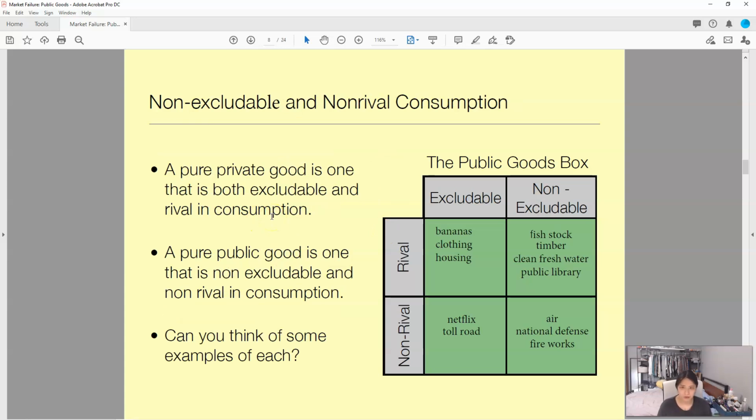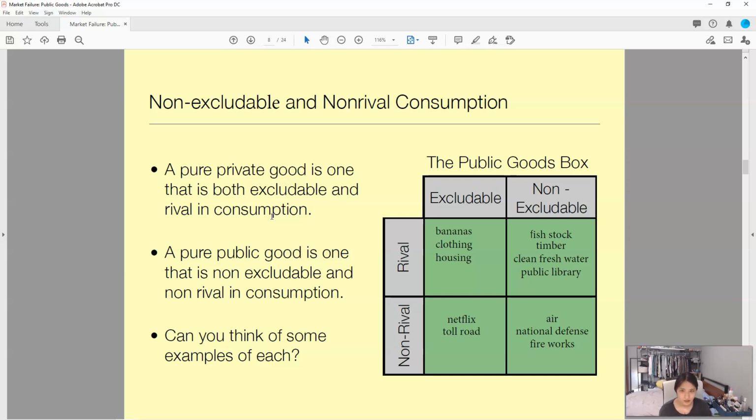Here are some examples. The banana, the coffee, the clothes, the house, all those goods I call private goods. If you cannot pay for it, you cannot consume it, right? I can exclude you from consuming those goods if you didn't pay for them. Also, my consumption of a cup of coffee would reduce the amount available for you to consume, right? So that is a private good.